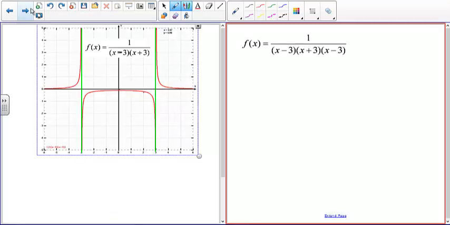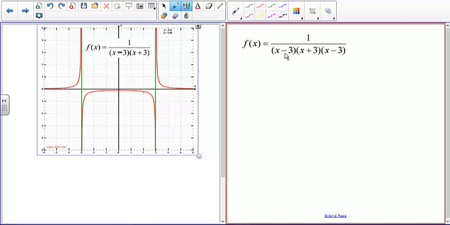Okay, so now we've got another one that's a little more complicated. So I've added one more factor in the denominator, but it's the same. So you have x minus 3 and x minus 3. So when x equals 3, these both go to 0. So we still have two vertical asymptotes, one at x equals negative 3 and one at x equals positive 3. But what's going to happen is that where we have the double root, the asymptote is going to go in the same direction. So it's either going to go both to positive infinity or both to negative infinity.